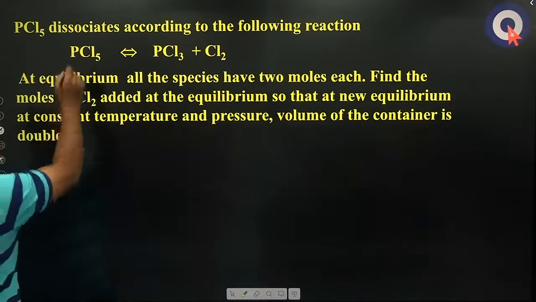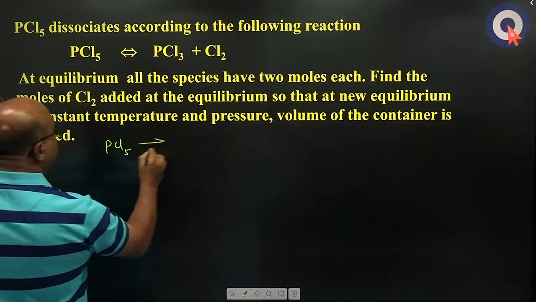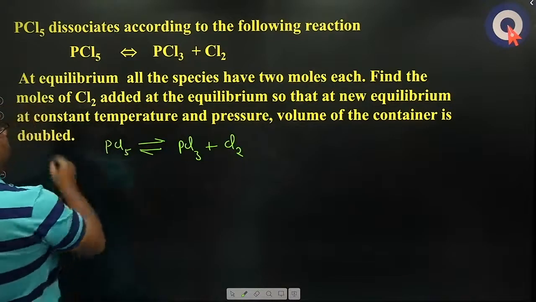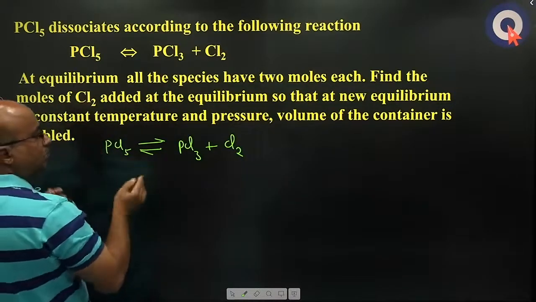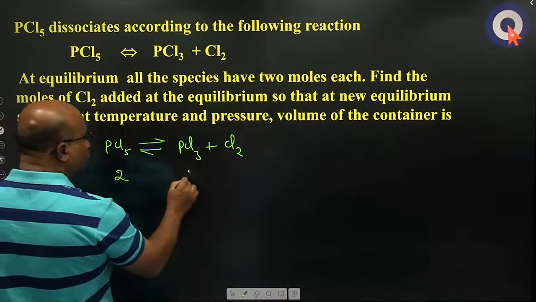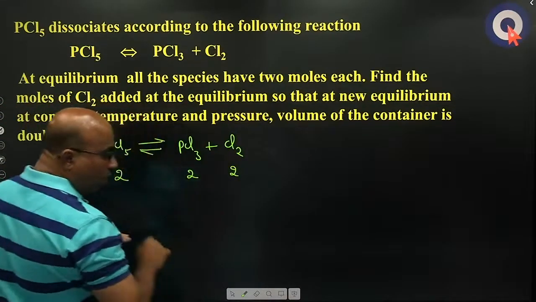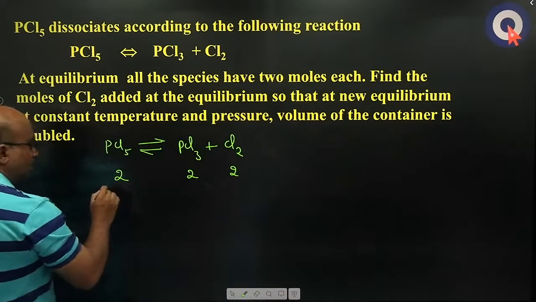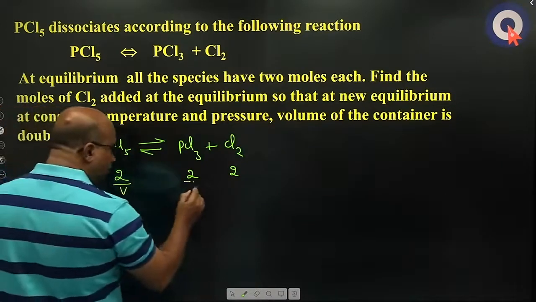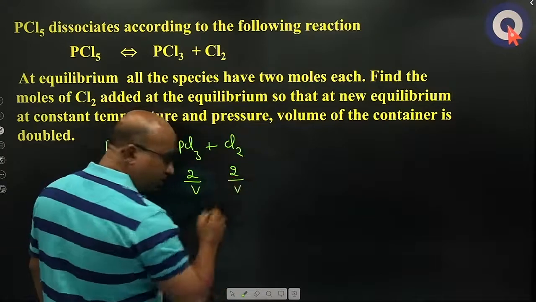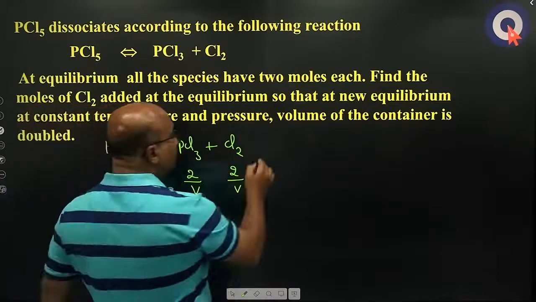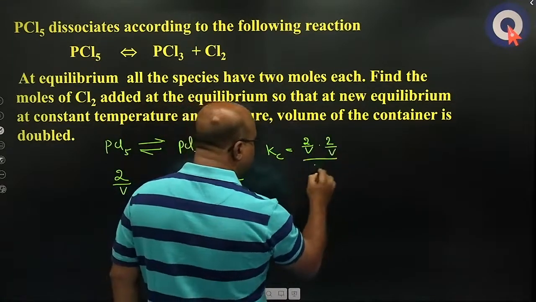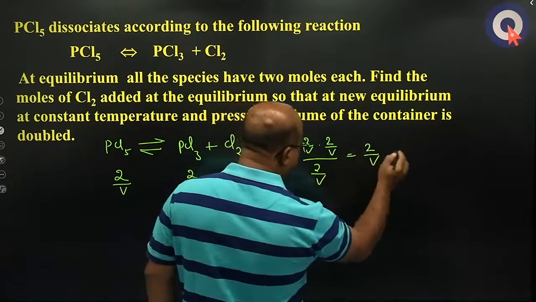So if you take PCl5, PCl3 and Cl2, from what is given for us at equilibrium, which is already reached, this is 2 moles, this is 2 moles, this is 2 moles. The volume of the container is not given, so let us say it is V. So the concentration of this becomes 2 by V, this becomes 2 by V, and this becomes 2 by V. So what is Kc for such a reaction now? It's 2 by V into 2 by V by 2 by V, which is nothing but overall 2 by V.